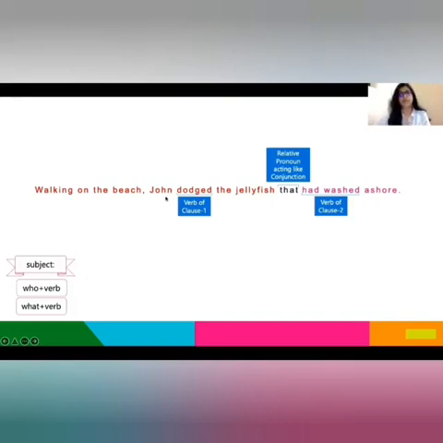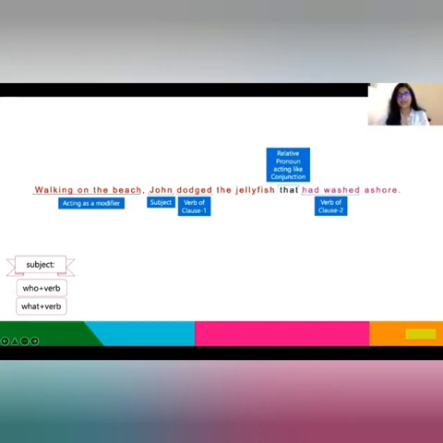After finding the subject, on the left hand side, I can see a phrase walking on the beach. Clearly, this is not acting like a subject. And we can also make out that in this specific sentence, walking on the beach is giving me extra information about John. So it is acting like a modifier. It is acting like a participle phrase, giving me extra information about the subject.